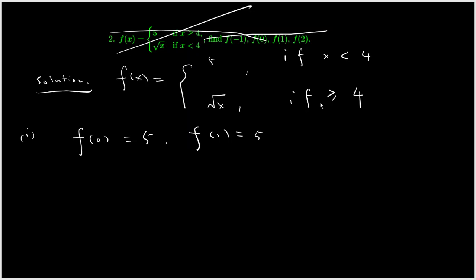Now let's get the value of the function at 4. That's the most interesting point actually. The value of the function at 4, if x is greater than or equal to 4. 4 is on the bottom piece, so you have to use square root of 4 to get the output, which is 2.